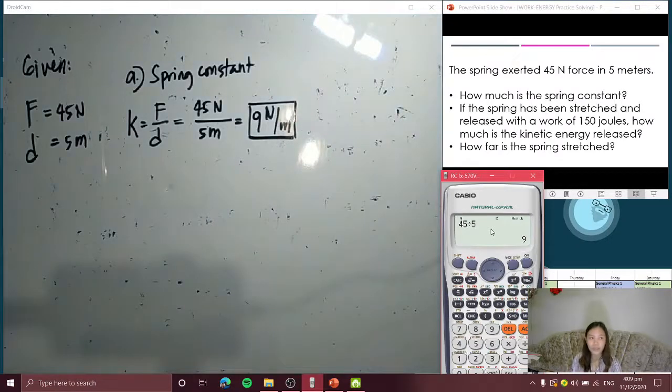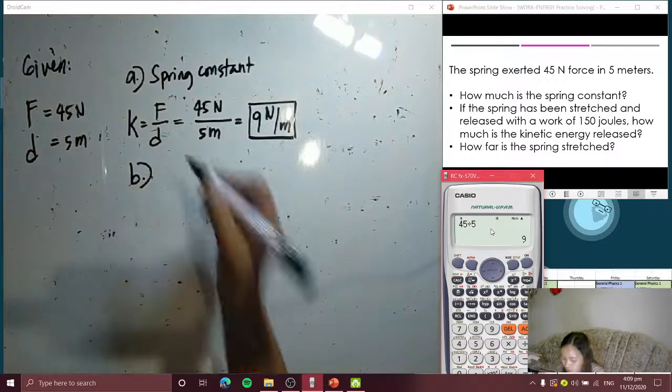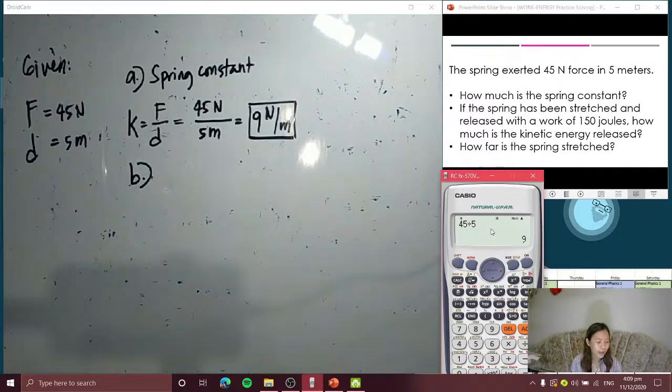Hapos lang siya. Spring constant, okay? We have here, in terms of newton per meter. Tandaan gid na siya. So, next, let us solve for our second unknown value. If the spring has been stretched and released with a work of 150 joules, how much is the kinetic energy released?